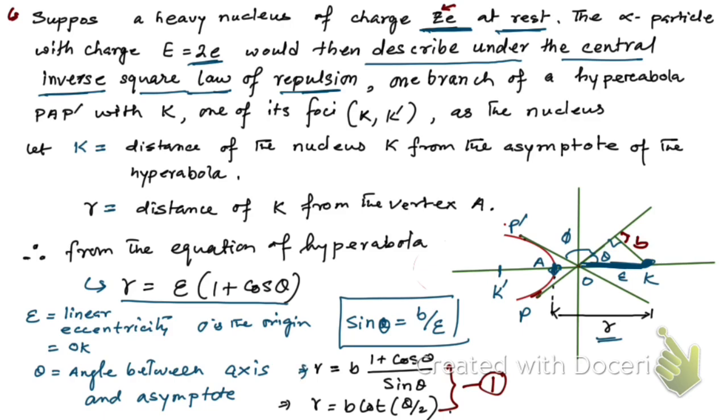If you simplify this using a trigonometric identity, you are supposed to get R = b cot(theta/2). That is what we are going to get. So this is equation number 1.